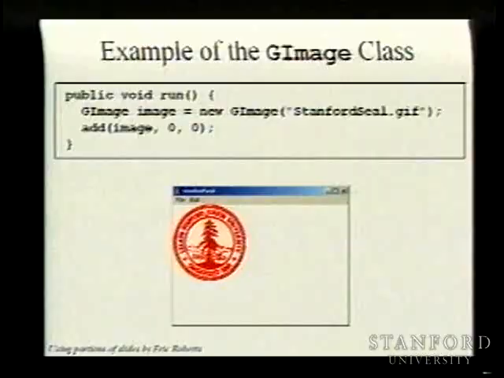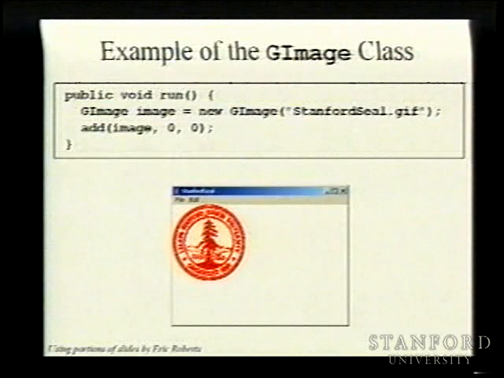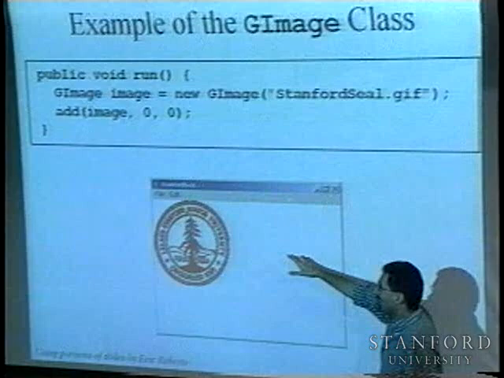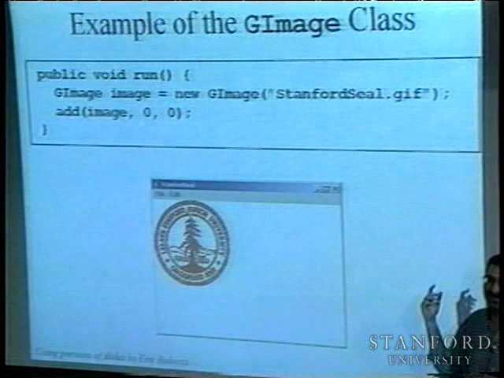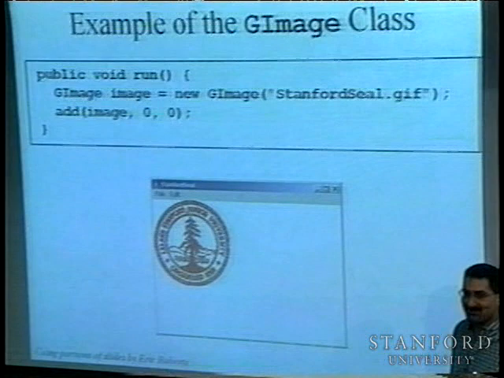So here's a simple example. If we had some program run, we can say I want to have some image that's a GImage, so I create one, and let's say I have the Stanford seal, which hopefully we have rights to. It's probably like some guy in Kansas actually has rights to the Stanford seal and charges every time we use it. It would not be the first time something like that has happened, but that's not important right now.